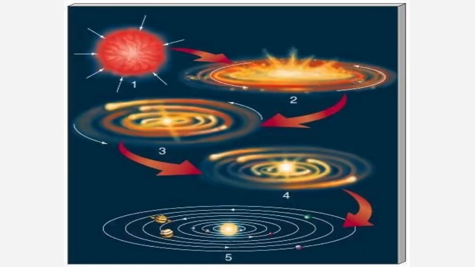Next one, we have the nebular hypothesis. The nebular hypothesis says self-gravity contracts a gas cloud, and conservation of the angular momentum pulls the cloud into dust. So, what happens to the dust? The dust begins to rotate.